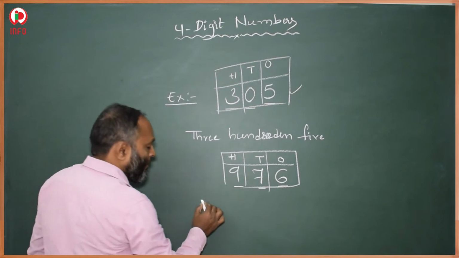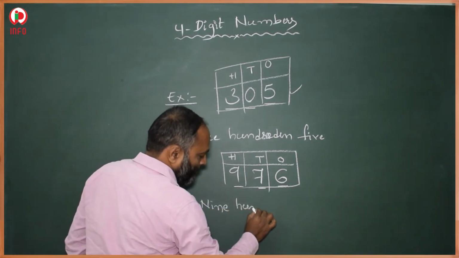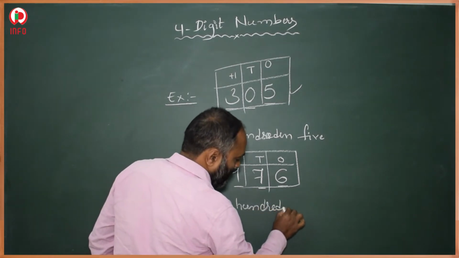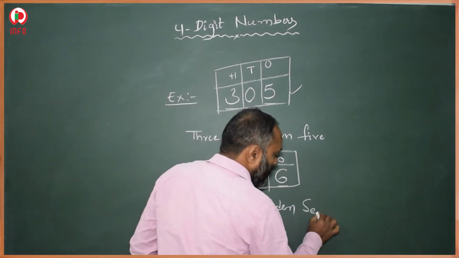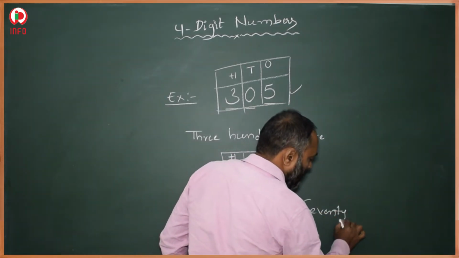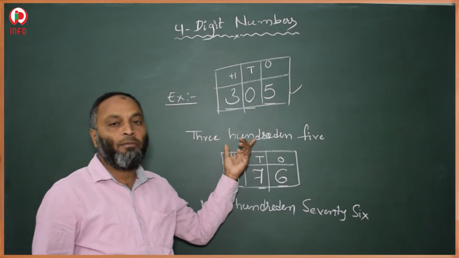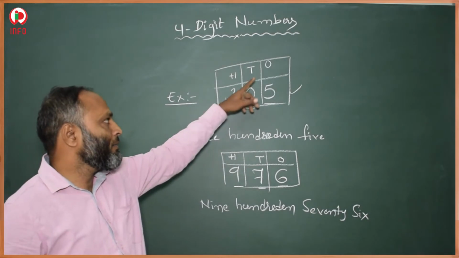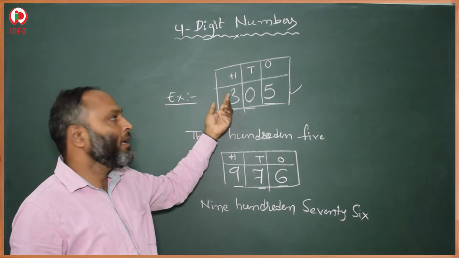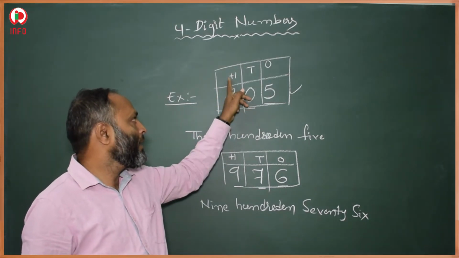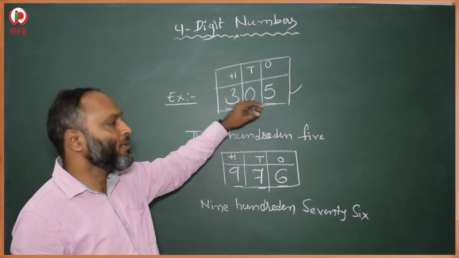Then how to write 976? When the numerals are given, we have to write words in this form. First, we have to write the ones, tens, hundreds. Then after that we read. In 305, there is no tens place, so we go for the ones place.